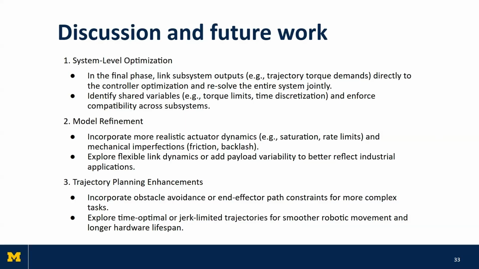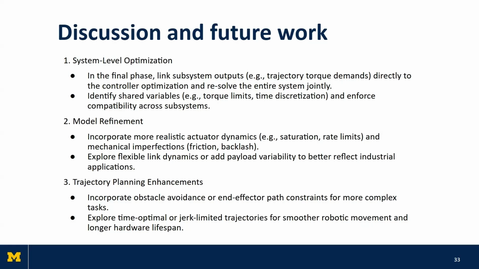So now let's talk about the discussion and the future work. In the final stage of system level optimization, we link subsystem outputs such as torque demands directly to the controller optimization to jointly solve the entire system. Shared variables like torque limits and time discretization are aligned to ensure consistency.